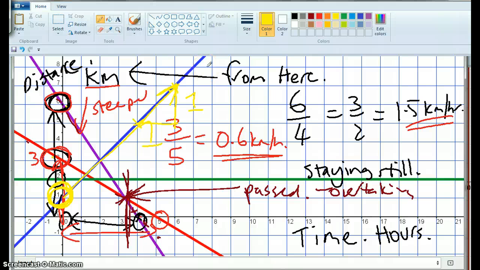Okay, so what have we covered? We've covered trying to read what a graph is doing, and you will have to do that. Okay, reading what it means and talking about what an intersection means. So what happens there? Both these guys at 2 hours are the same distance away from the classroom. Okay?